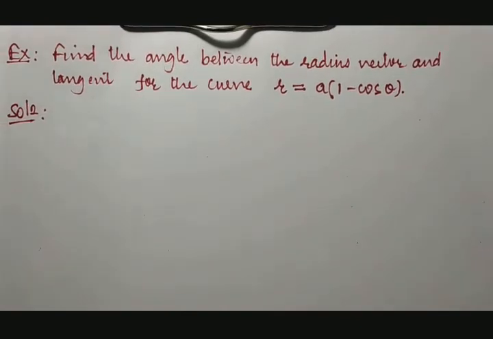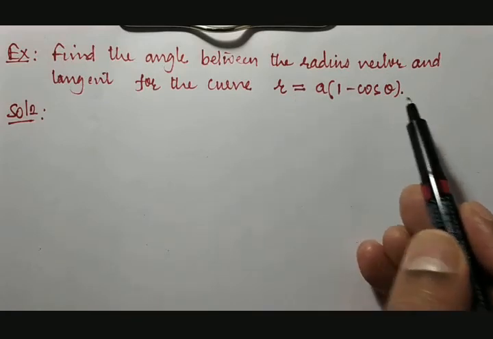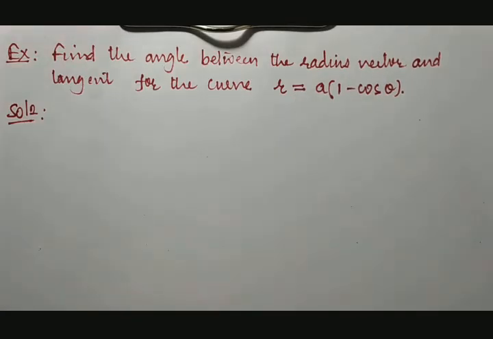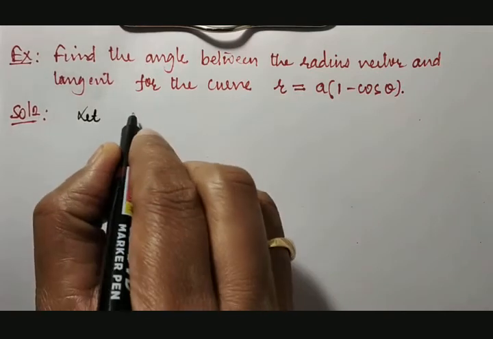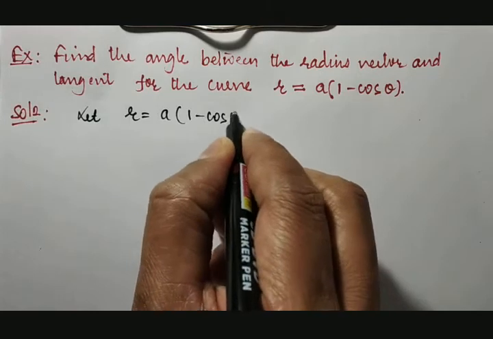Okay, so the question says find the angle between radius vector and tangent. Please follow the procedure, how to solve and everything. The procedure will remain same for almost all the examples. If the given curve is polar, we can see it is polar because r and theta are available. Very first, what to do? Let us write down the given curve. Let r is equal to a into 1 minus cos theta.